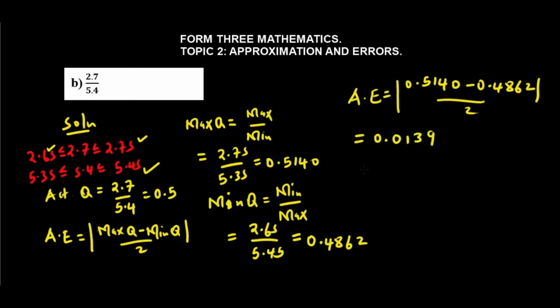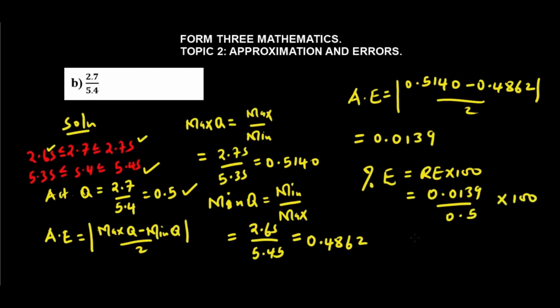So from there we can now work out the percentage error, and the percentage error, as always, is relative error times 100, and the relative error will be the absolute error, which is 0.0139, all over the actual quotient, and the actual quotient we got as 0.5, and then we multiply by 100. So the result we are going to get here is 2.78%.